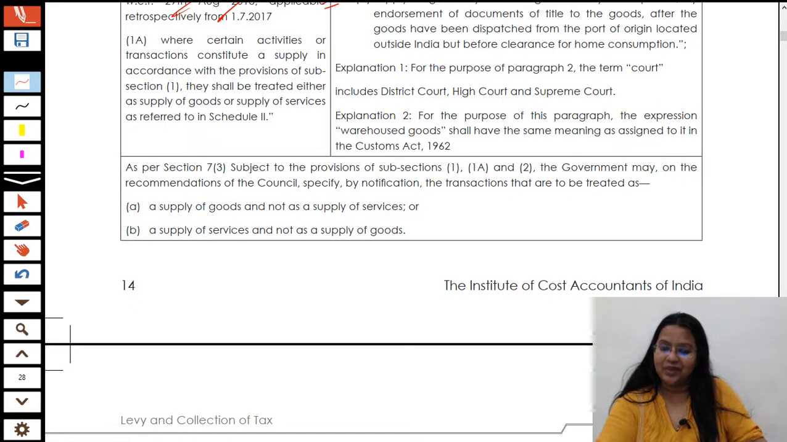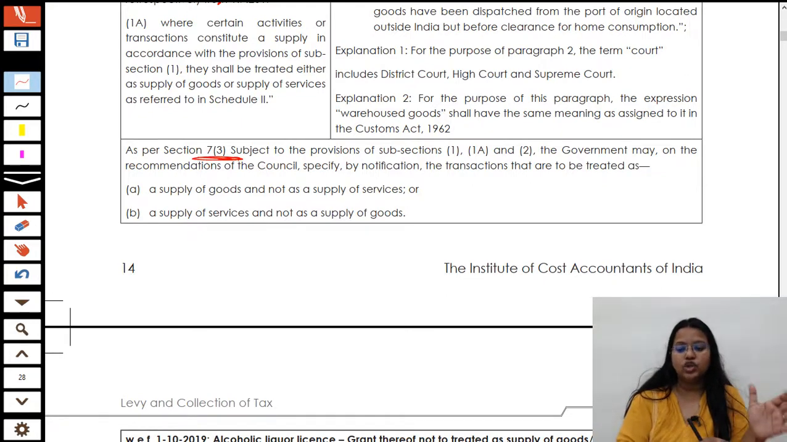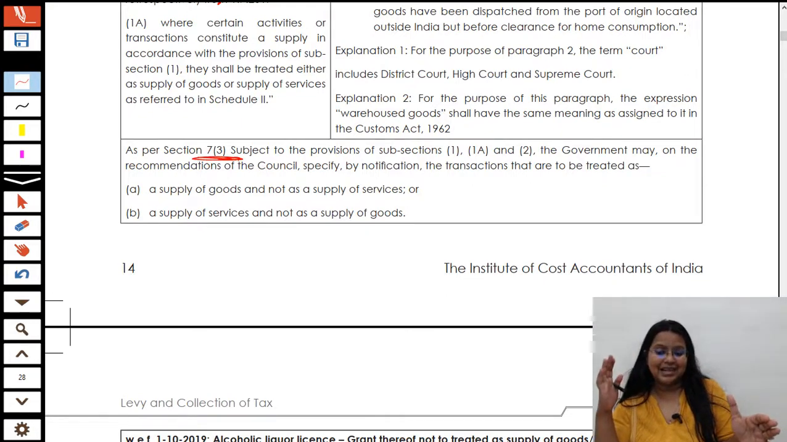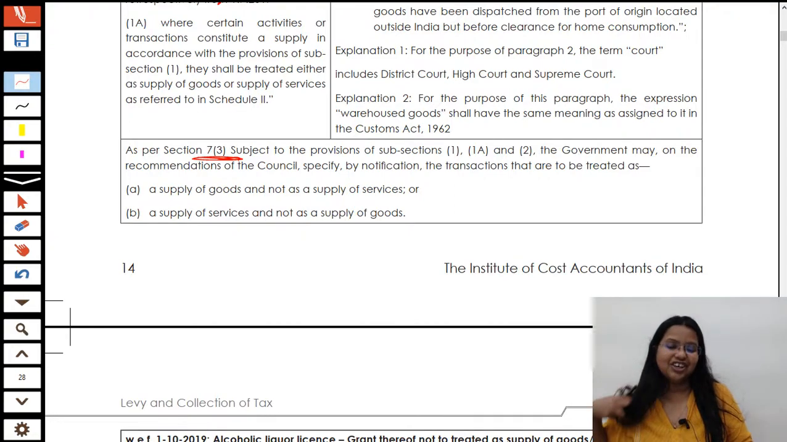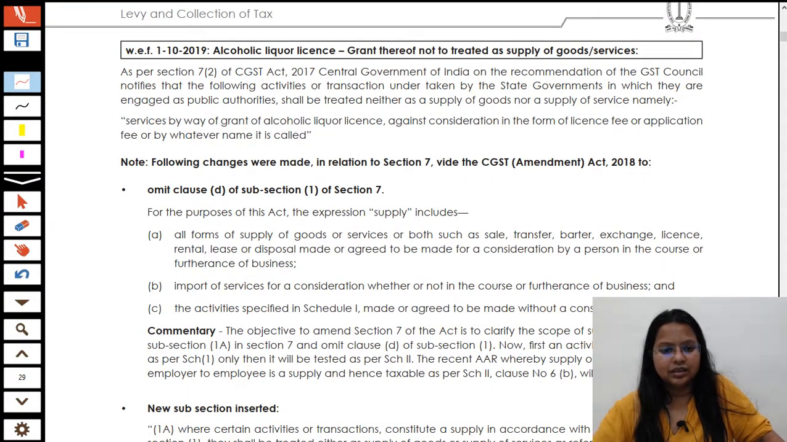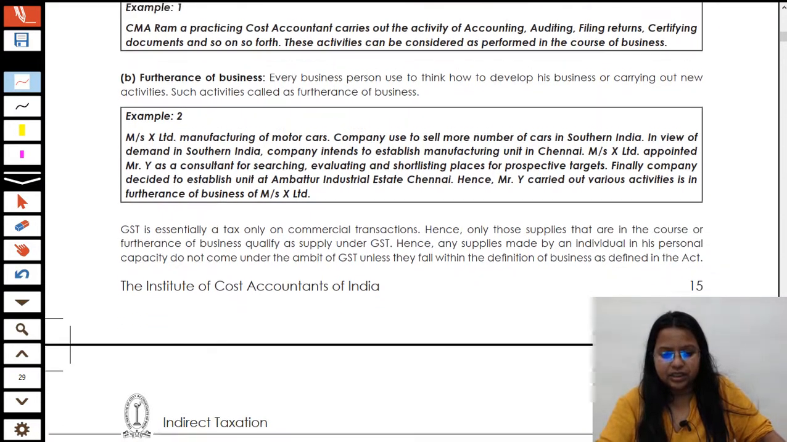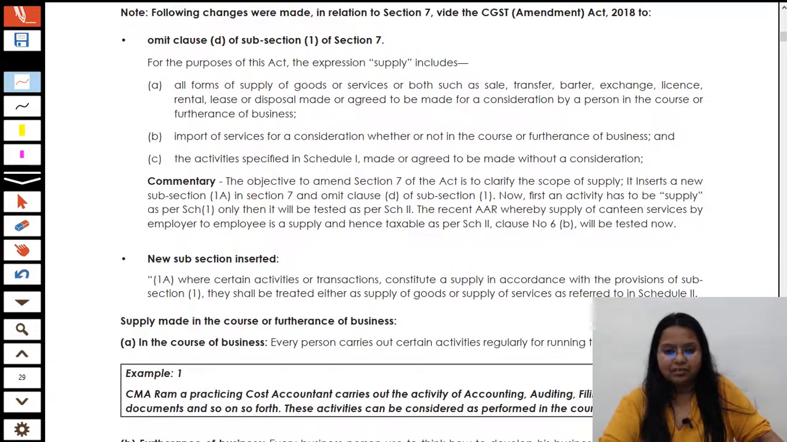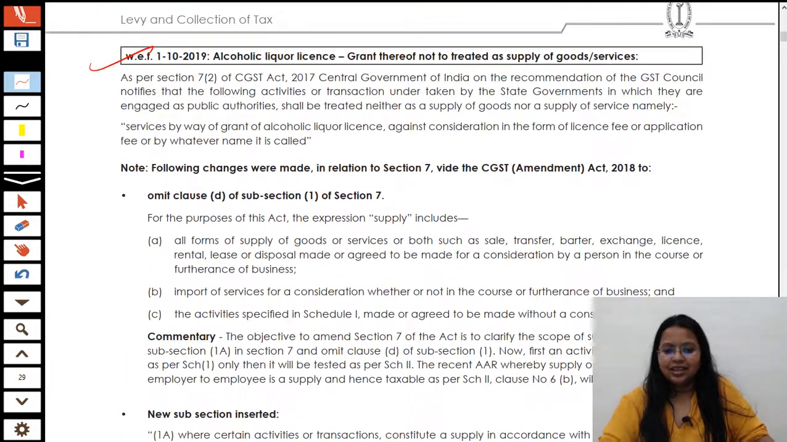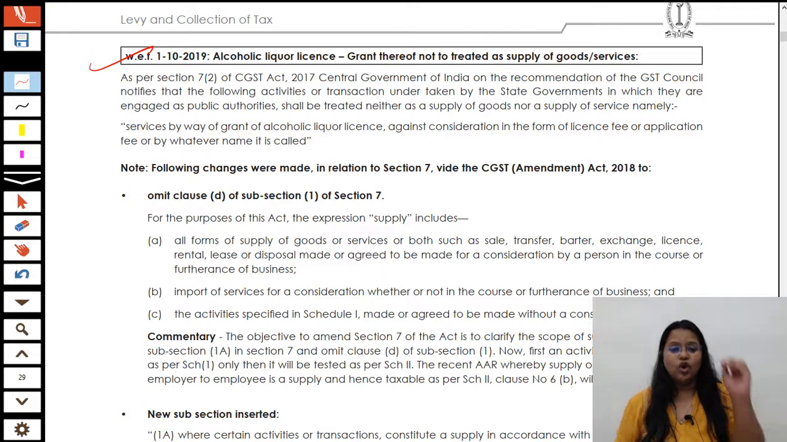In section 7 subsection 3, they again write which are to be supply of goods, not a supply of services, and which will be considered as supply of services, not a supply of goods. I hope you got my point. Now the next point is on page number 15. Students, if you are referring to any other book, you can refer there. Don't worry, in each and every book the law is the same, so do not change your book at this point of time.